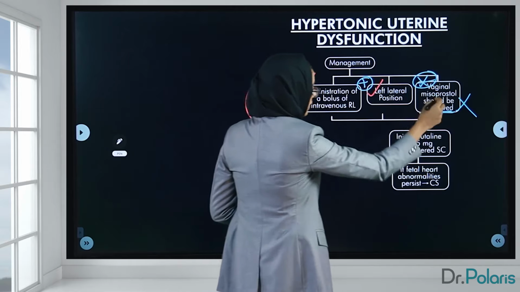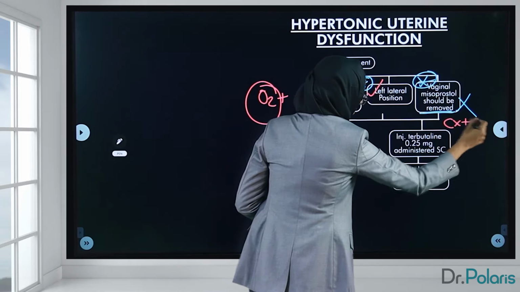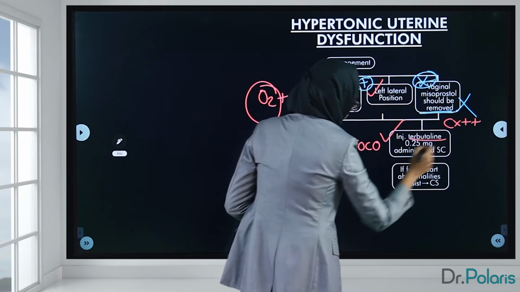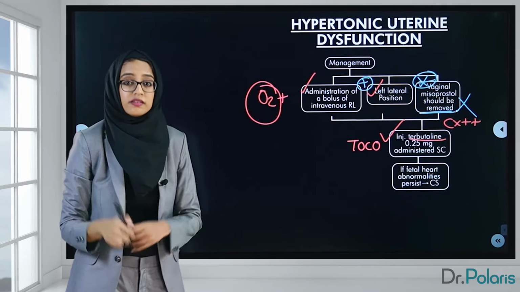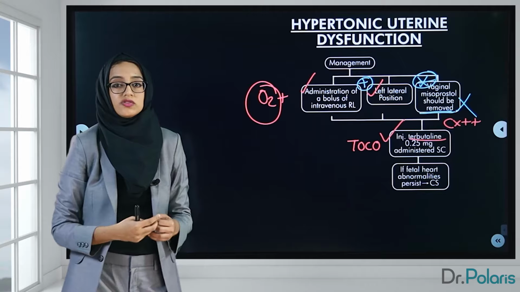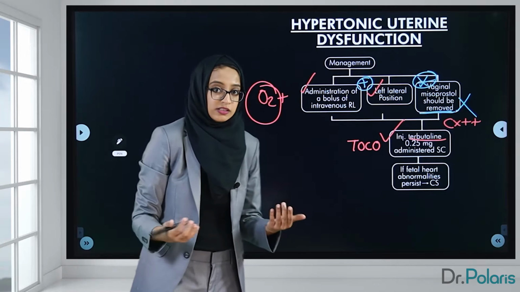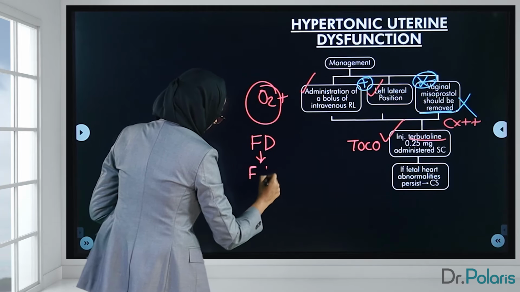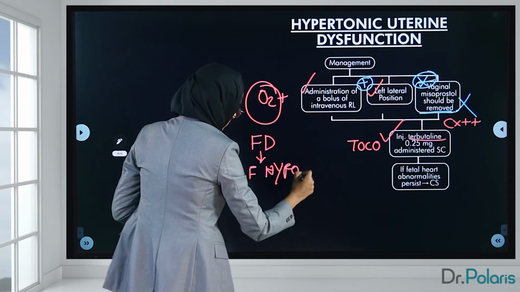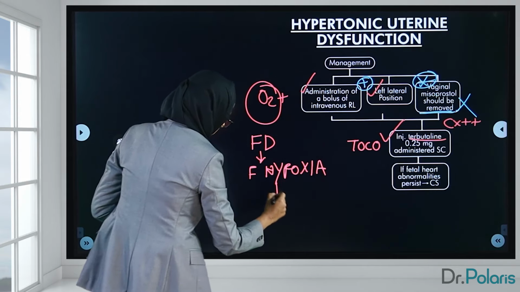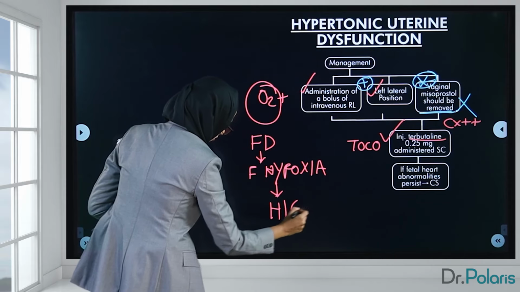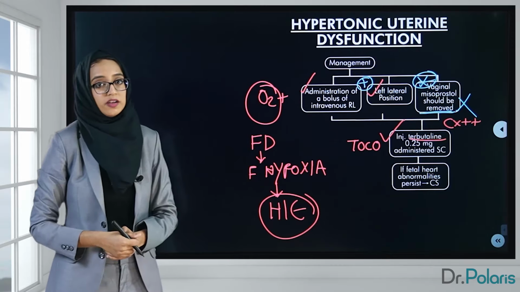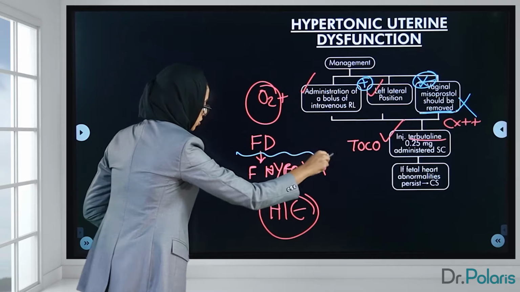All of this has been done, but the contractions are still present. Okay, so what can you do next? Tocolysis. So for tocolysis, you can give them an injection of terbutaline. Now, despite this, the contractions are not ceasing, and obviously the fetal distress is now persisting. If the fetal distress persists, you are worried that persistent fetal distress is going to cause fetal hypoxia. Hypoxia is dangerous because that is going to result in a neurological disability such as hypoxic ischemic encephalopathy. This has a very important impact on short and long-term neurodevelopment. So before we reach this stage, we want to stop it.